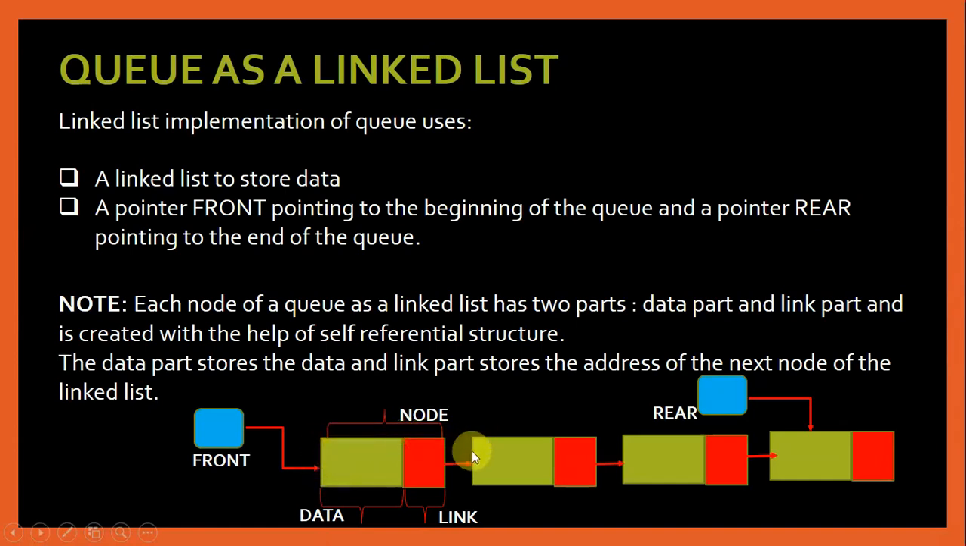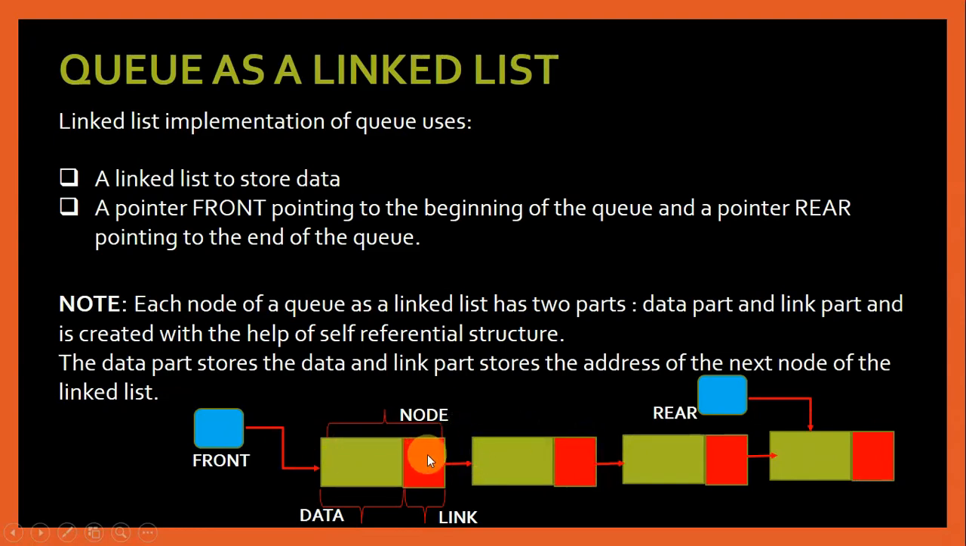Now linked list, as you can see here, is a collection of nodes and each node has two parts, data part and the link part. And we create node with the help of self-referential structure. The data part stores the data and the link part stores the address of the next node in the linked list. Now front contains the address of the very first node in the queue, and rear contains the address of last node. And each node contains the address of next node.